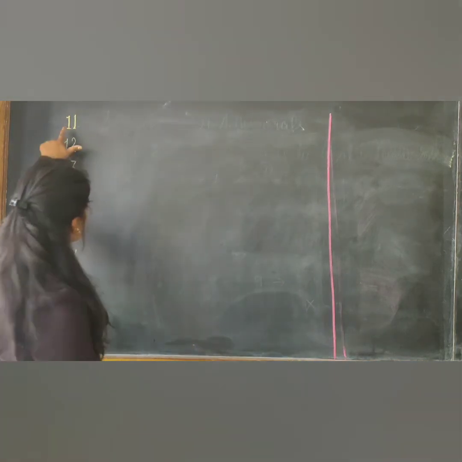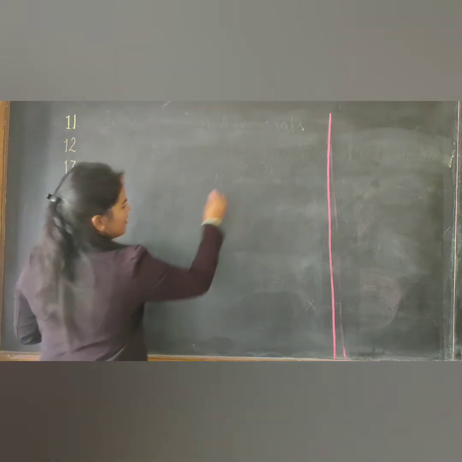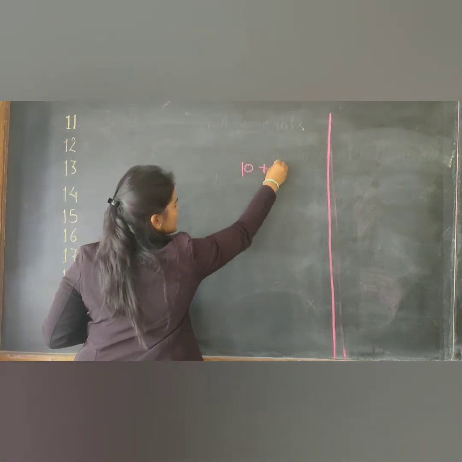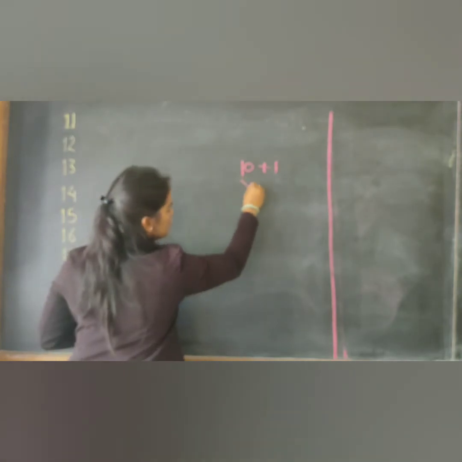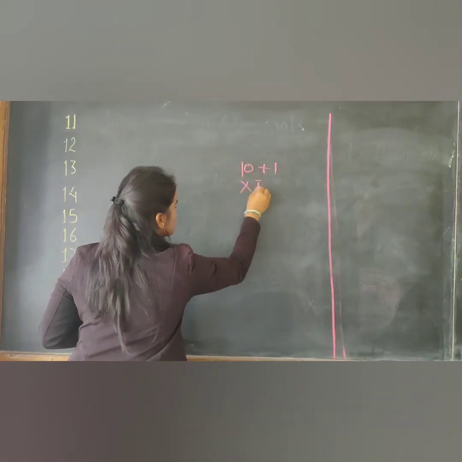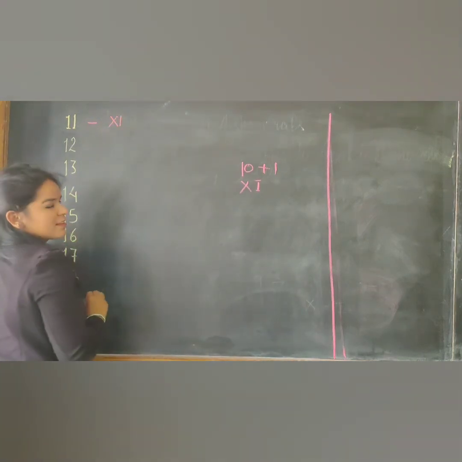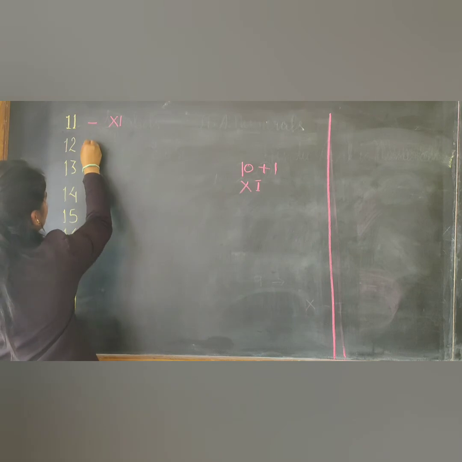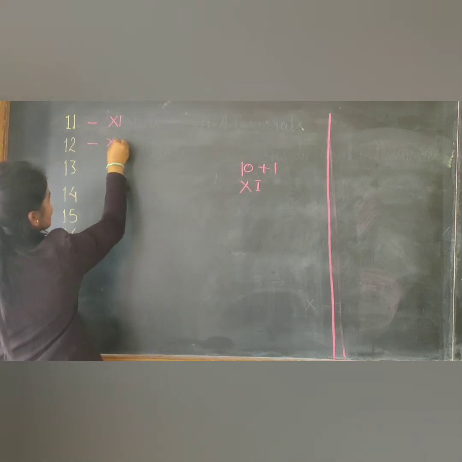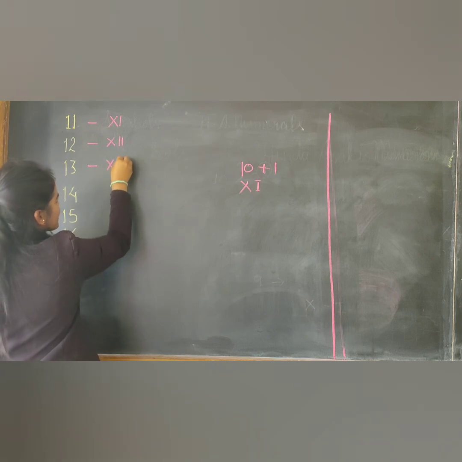Now students, like that we can do for all the numerals. How? Have a look at 11. Now 11 can be written like 10 plus 1. So for 10 we use X, and for 1 we use I. So this is XI. Like that for 12, XII. For 13, XIII.